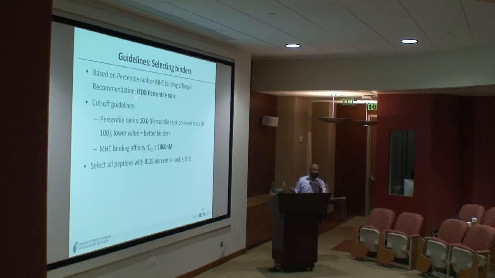So based on what scale do you select? What we recommend is to use the percentile rank, IEDB percentile rank. It's a scale from 0 to 100, which essentially ranks all your peptides based on the binding affinity strength. So cutoff guidelines, in case of class 1, we recommend a lower percentile rank threshold, but here in case of class 2, we recommend a higher threshold, which is 10. And MHC IC50 in case of class 1 is roughly 500, but here we recommend 1000.